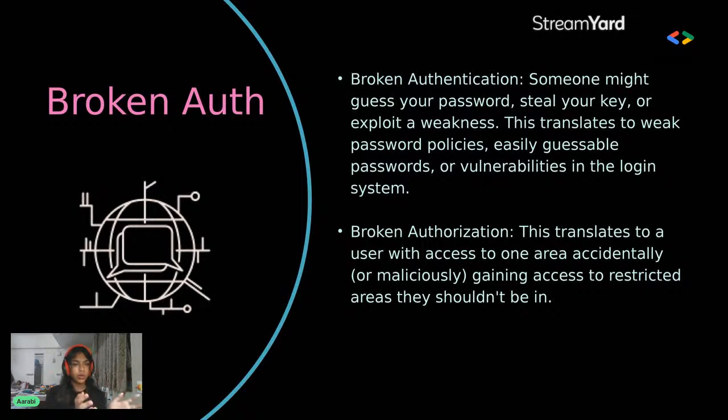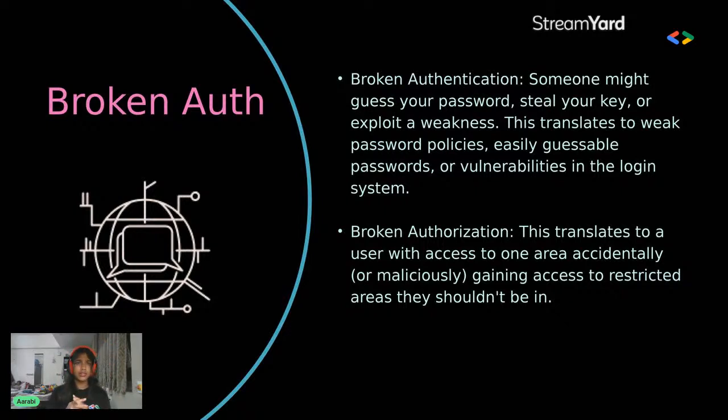And authorization is like, in your house, suppose you don't have the key to your parents' office. You're not allowed over there. So authorization is setting who is allowed to do what. Broken authentication is when somebody steals your password or logs into your account without you knowing, by guessing your password and all of that. And broken authorization is when a user manipulates a URL to get access to something he's not supposed to get access to.